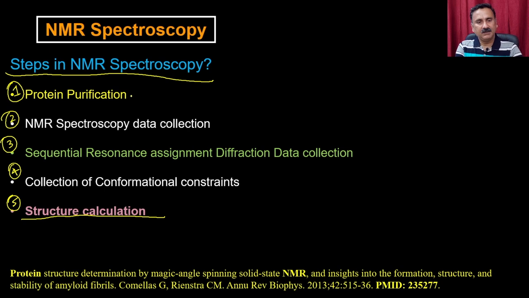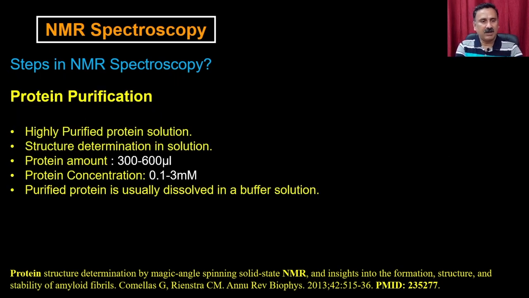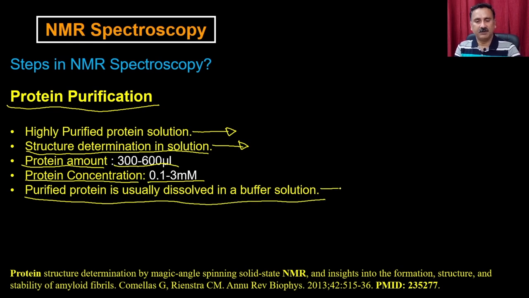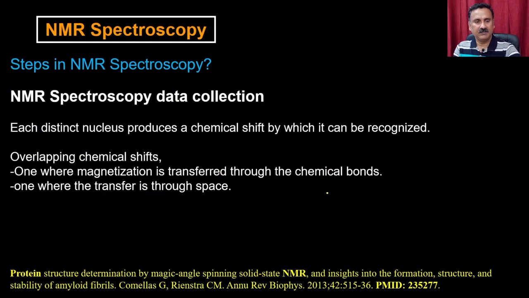The first step is protein purification. The requirement for NMR spectroscopy is a highly purified protein, so that other proteins or other kinds of molecules do not interfere in producing the NMR data. Since the structures are going to be determined in the solution phase, you require a protein volume of 300 to 600 microliters, and the protein concentration should be 0.1 to 0.3 millimolar, and the purified protein is usually dissolved in a buffer solution.